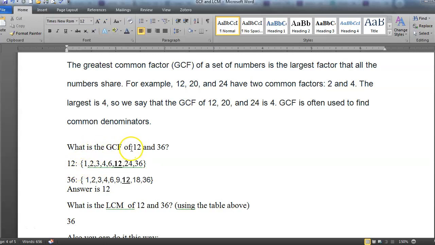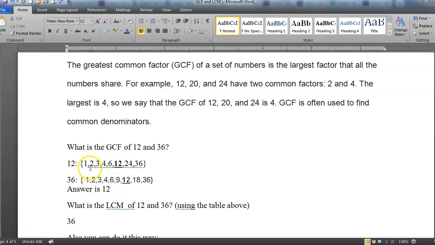What I did here was I said, okay, I want to know what is the biggest factor that I could find that these two numbers share, 12 and 36. So I asked, what numbers can I multiply together to arrive at 12? And what numbers can I multiply together to arrive at 36? And I found these numbers.